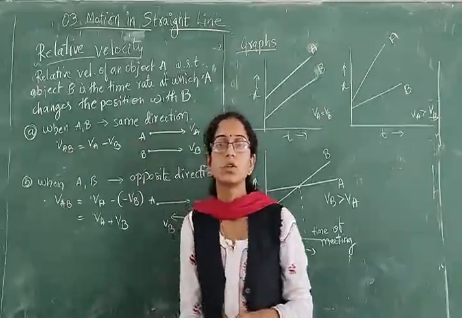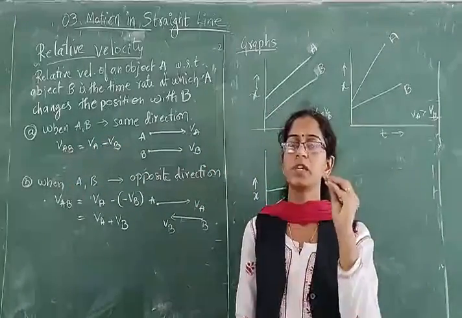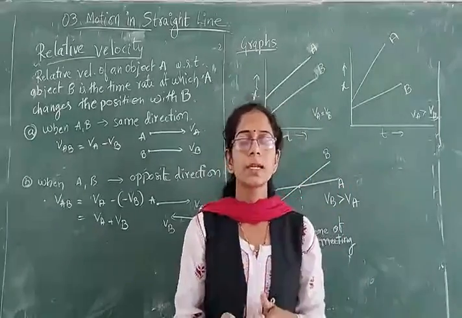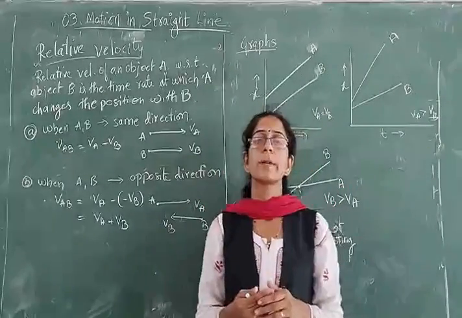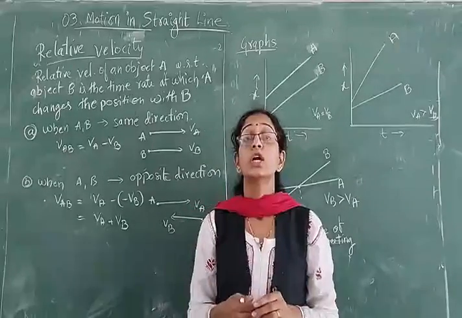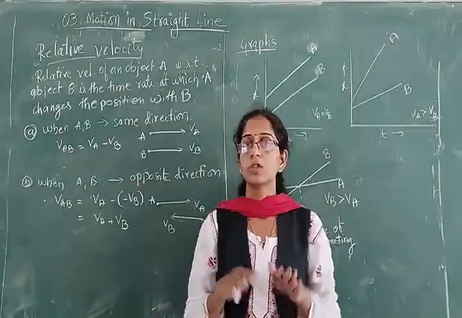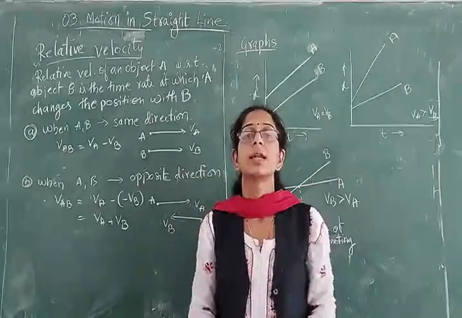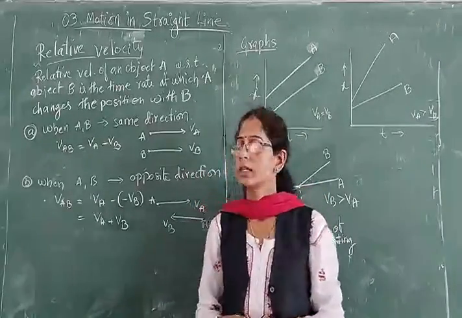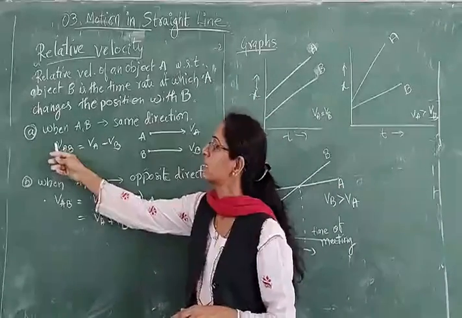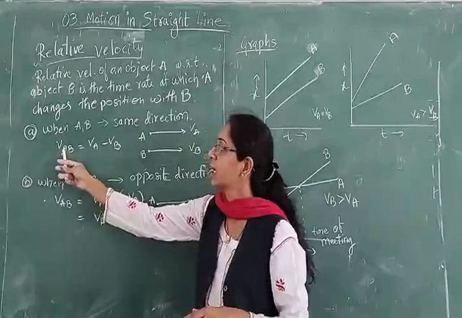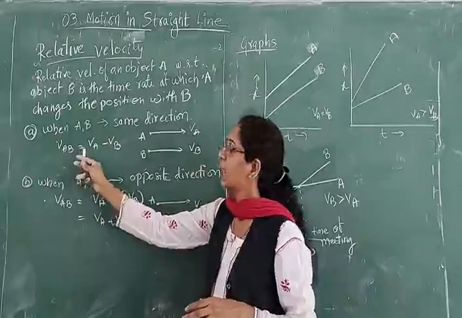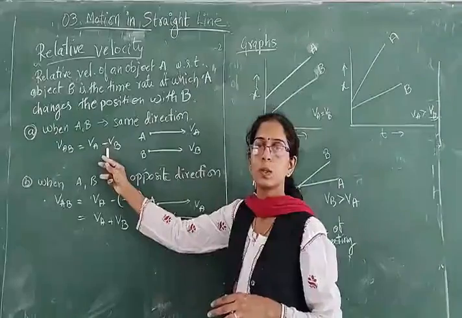So let us consider two cases. One is object A and object B moving in the same direction. In that case, the relative velocity is obtained mathematically by taking what? The difference of the velocities. Just now I said 60 minus 40. That will give you the relative velocity between the two objects. So the relative velocity of object A with respect to object B is denoted as V of AB, and that is equal to VA minus VB.